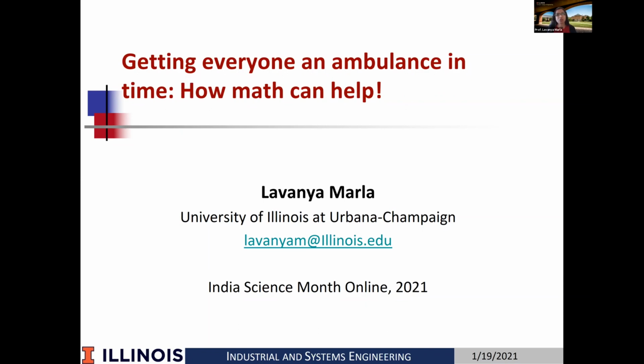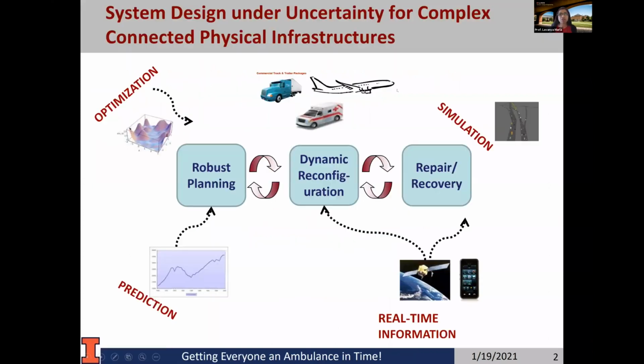This talk is focused on one aspect of my work, which is about healthcare delivery, and in particular, the idea of getting ambulances to people. In general, my work focuses on complex systems design with connected physical infrastructure. It could be anywhere from logistics systems, airline systems and airport systems, and emergency medical services and other healthcare delivery services.